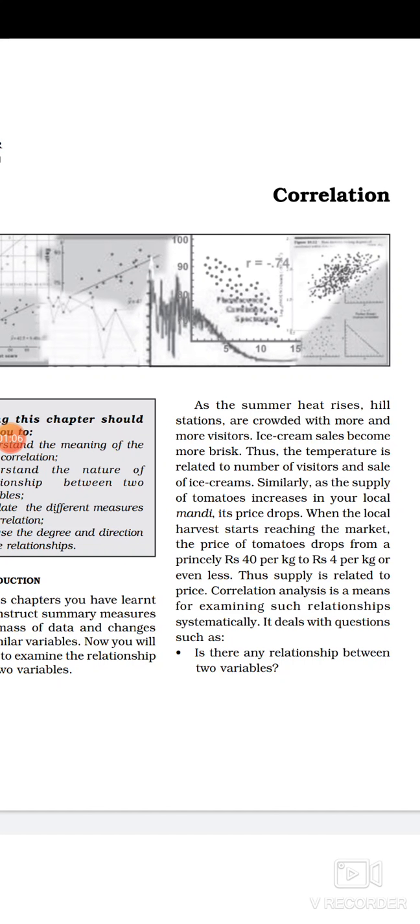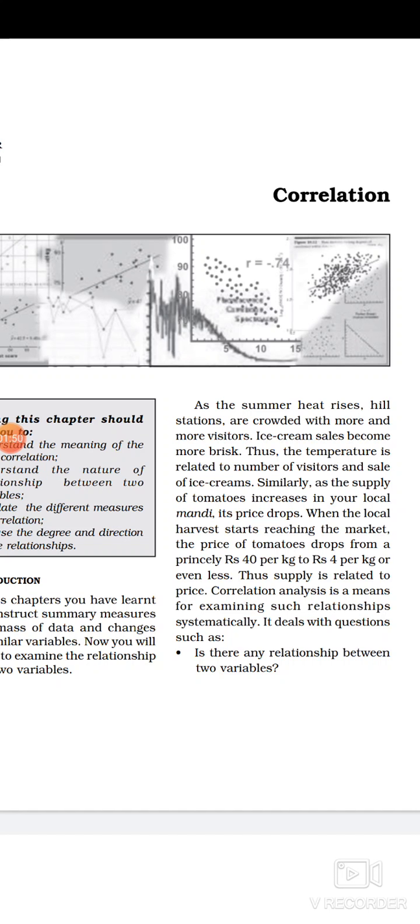As the summer heat rises, hill stations are crowded with more and more visitors. Ice cream sellers become more brisk. Thus, the temperature is related to number of visitors and sale of ice cream. Similarly, as the supply of tomato increases in your local mandi, its price drops. When the local harvest starts reaching the market, the price of tomatoes drops from princely rupees 40 per kg to rupees 4 per kg or even less. Thus, supply is related to price.